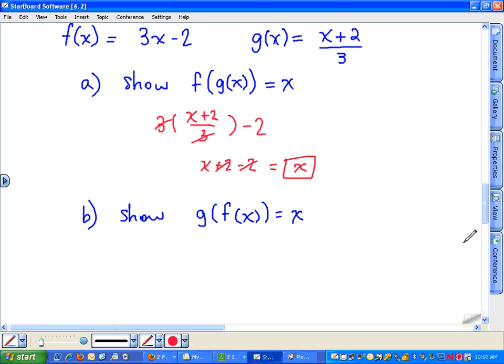If they both don't work, then they're not inverses of each other. Not inverses, yep. So let's try it on this one.